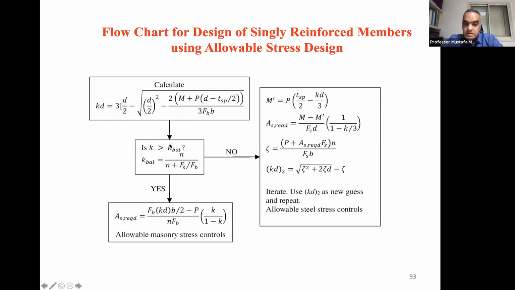And of course, if K is greater than K balance, which is the case that we typically need, we can find it here. If K is less than K balance, then in that case the steel will control, and we can find it from here. So these two flow charts allow you to follow the design process easily.